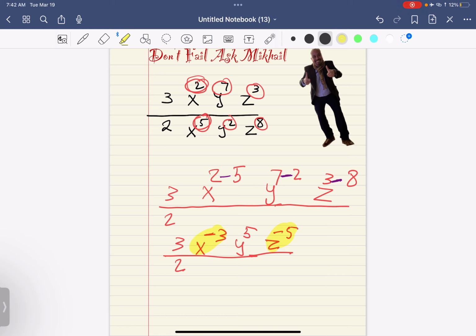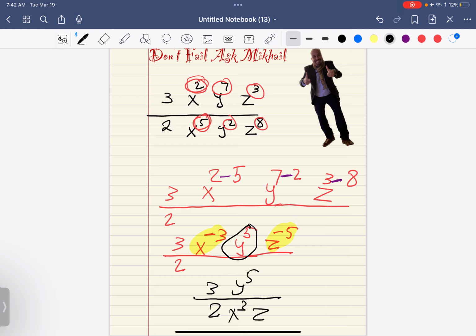So the final answer is going to be 3y to the 5th over 2. The y has a positive exponent so it stays on the top, x to the third, z to the fifth on the bottom, because you cannot have a negative exponent. So I put the z on the bottom, x on the bottom, for the negative exponents.